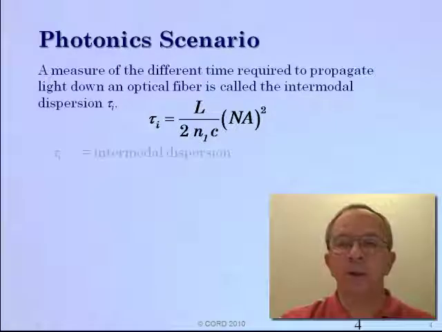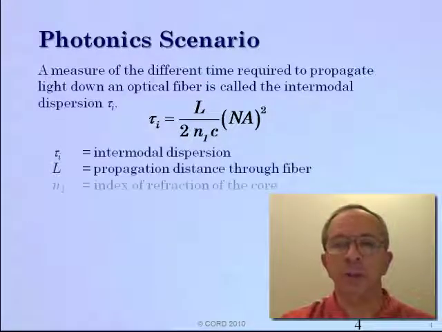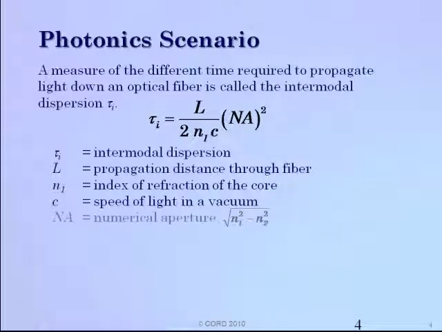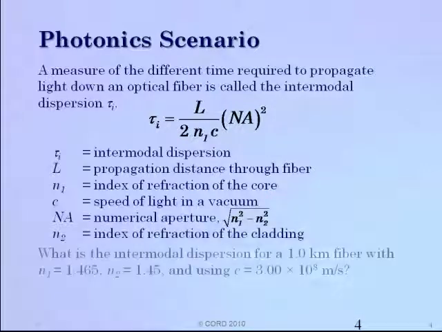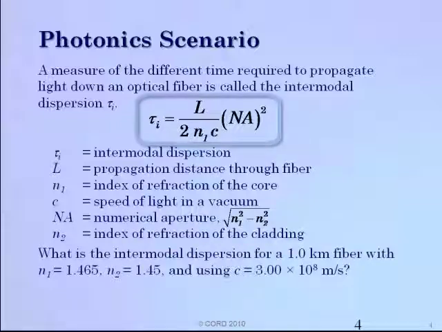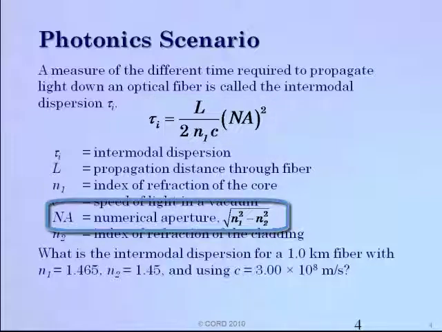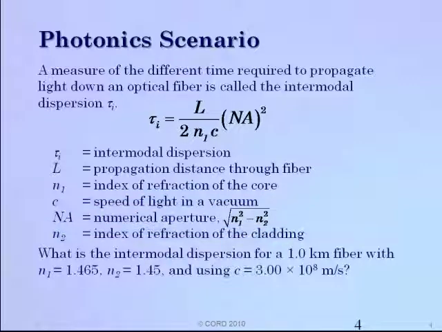Let's look at a typical scenario that a photonics technician might need to solve. A measure of the difference in time required to propagate light down an optical fiber is called the intermodal dispersion, tau sub I. And that's equal to L divided by 2n1c times the numerical aperture squared. And the numerical aperture is the square root of n1 squared minus n2 squared.